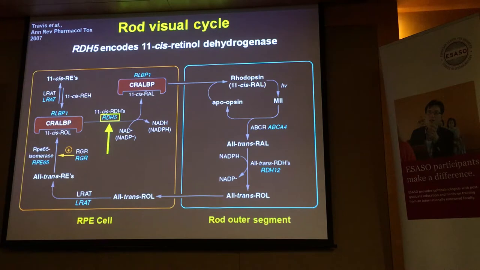If you look at it in terms of, this is from Dave Travis's beautiful paper, this is in the rod outer segment. Light comes along, isomerizes, et cetera, et cetera. You go through the phototransduction cascade. Transretinol goes back into the RPE, where it gets converted back into retinal with RDH5 linking in the cellular retinaldehyde binding protein.